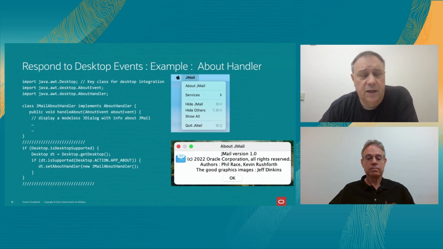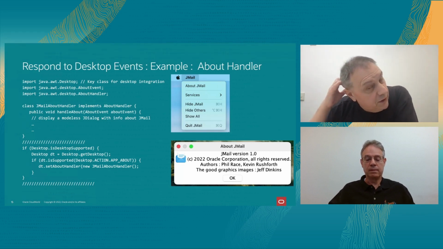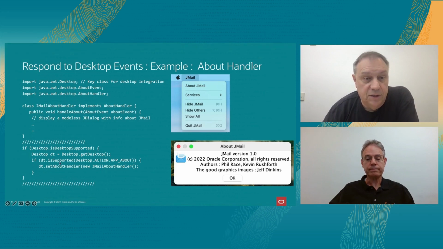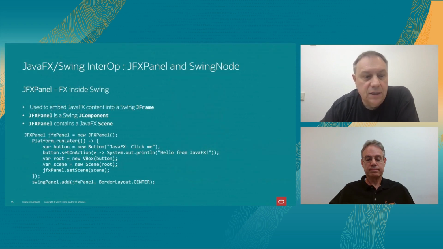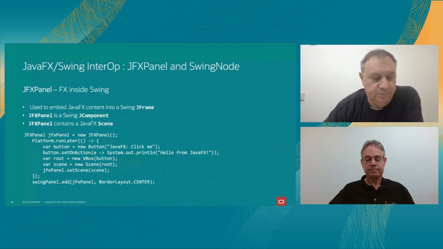And the about handler I showed you, this uses a class called Desktop, which is supported by a package called desktop lowercase. And there are handlers for all sorts of different events, and the about one is one of the most simple ones, and that's what I demoed for you. And you can see how easy it is to create any of the handlers. You just check whether it's a supported action, and then you set your about handler, and all mine did was display a Swing JDialog with the information about the application. And with that, I'm going to hand over to Kevin Rushforth to take you through the rest of the presentation.